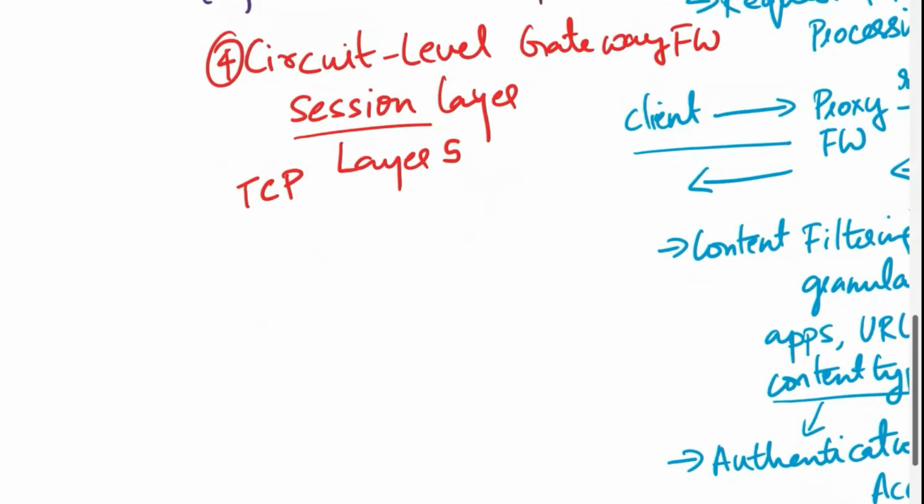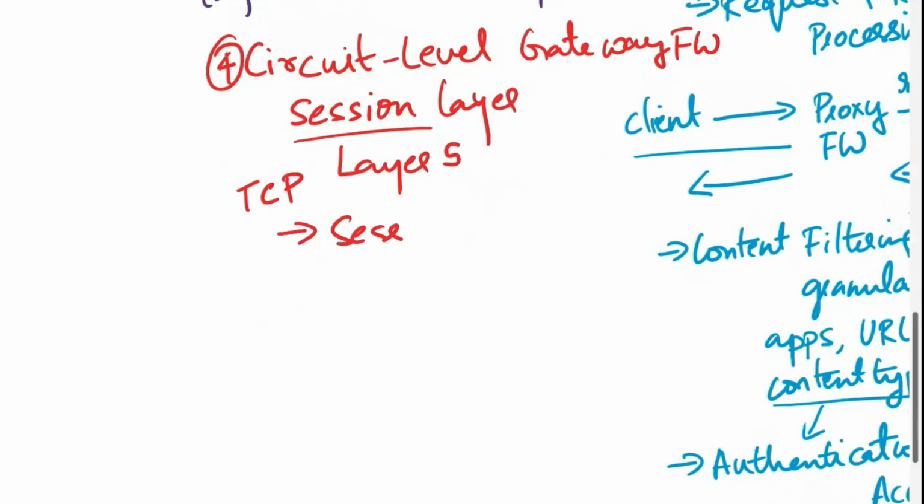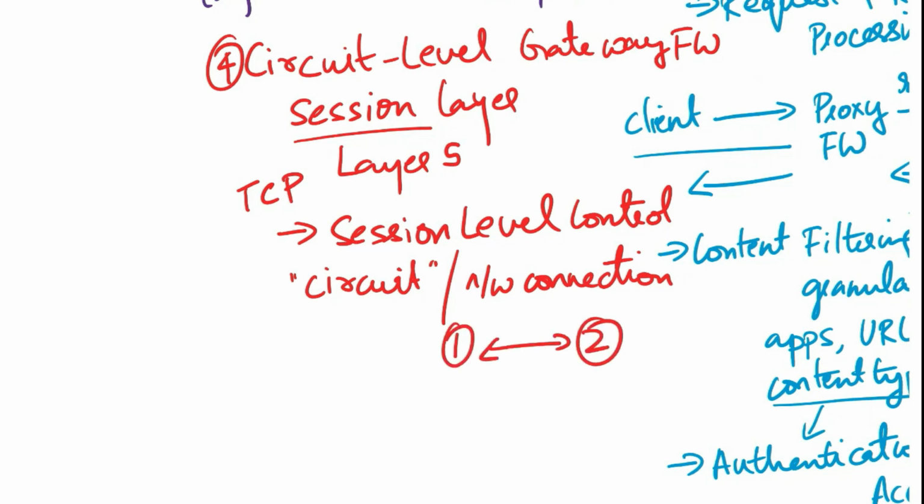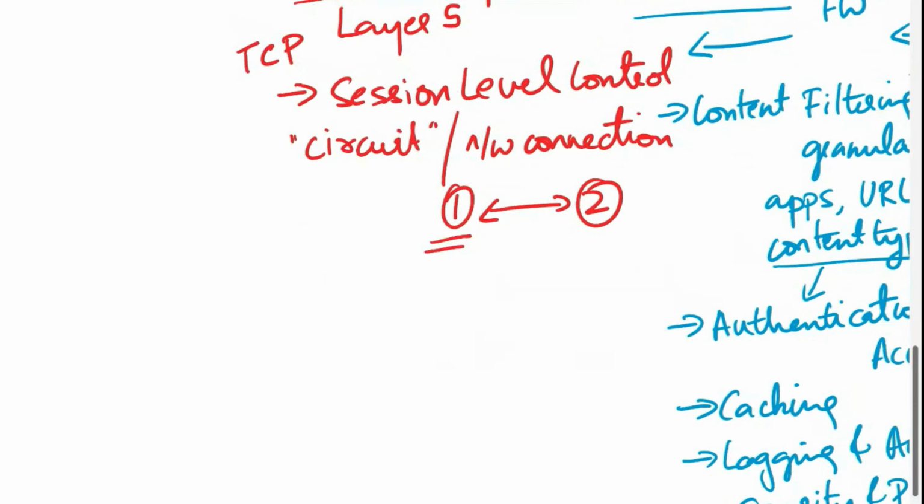Let's look at the characteristics in more depth. First one is, like we mentioned, session level control. Circuit level gateways work by creating a circuit or network connection between two hosts. So this is host 1, this is host 2. It creates a circuit or network connection between them. So usually one host is inside a protected network and the other one is outside a protected network. These gateways do not inspect actual application layer data like HTTP requests or FTP commands, but focus on the establishment and management of network sessions.